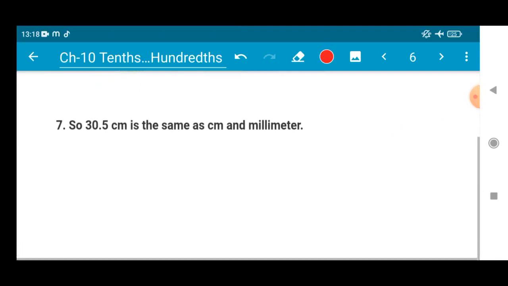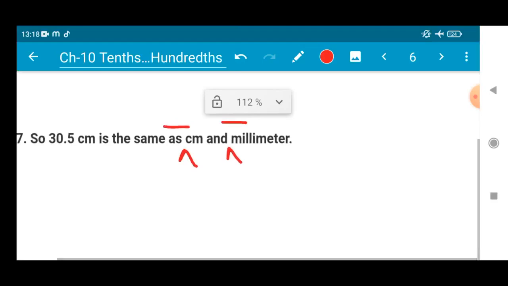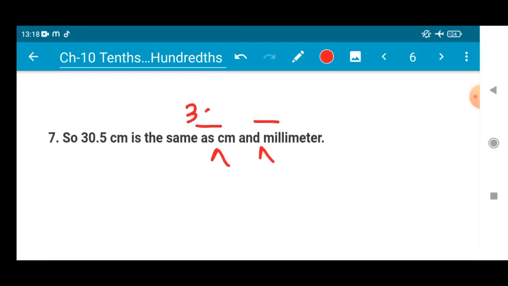Next, number 7. So 30.5 centimeter is the same as dash centimeter dash millimeter. Here there will be a blank over here, and over here also there will be one blank. So 30.5 centimeter is the same as how much centimeter? 30 centimeter, and the decimal part is the millimeter part, so it will be written as 5 millimeter.